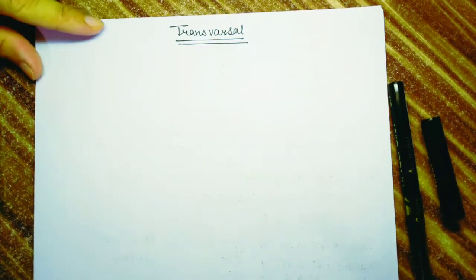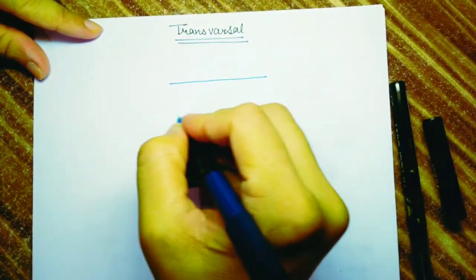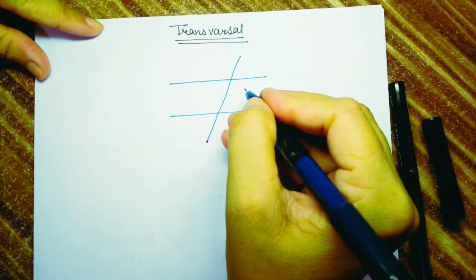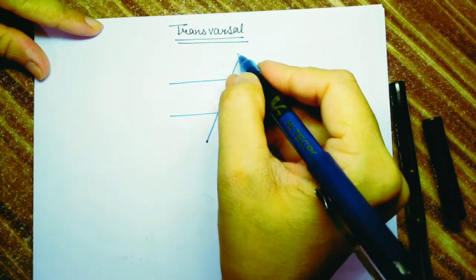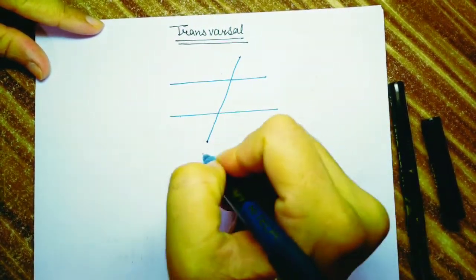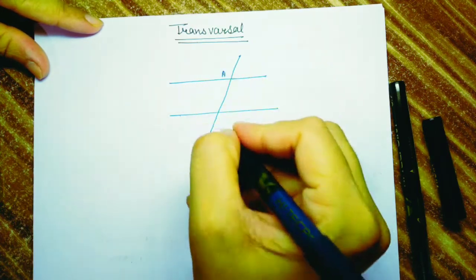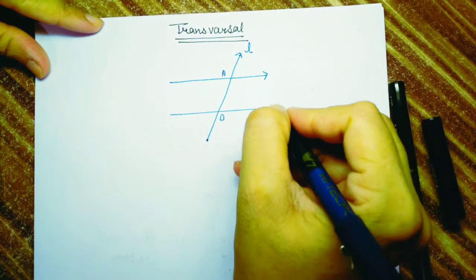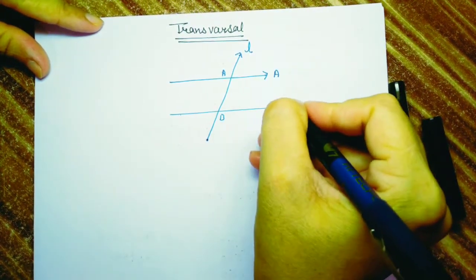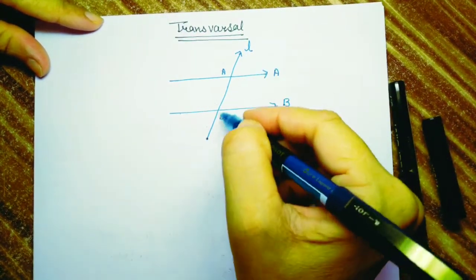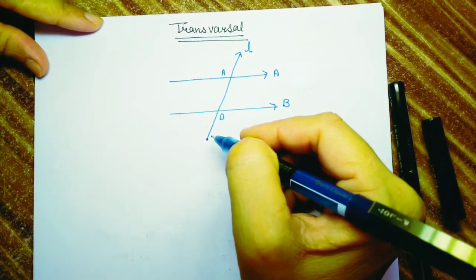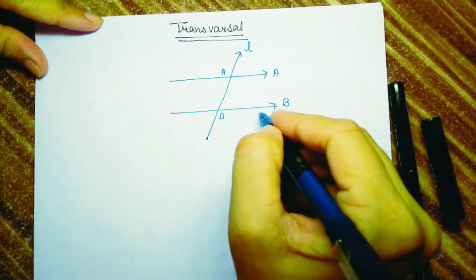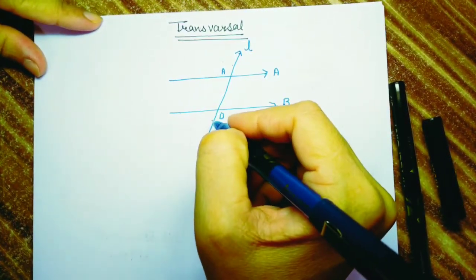If a line intersects any two lines at different points. Okay, so I can repeat, a transversal is a line which intersects two or more lines at different points. So here we can observe this is our transversal line L. It intersects two other lines A and B. So here the line L is a transversal line. I repeat again, students, a transversal is a line which intersects two or more other lines at different points.